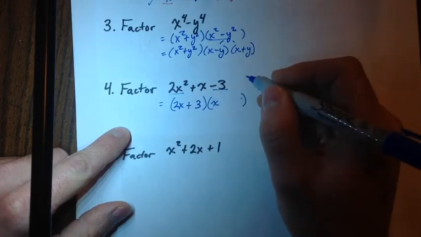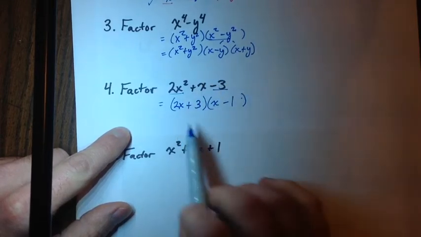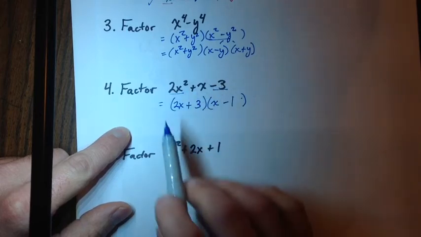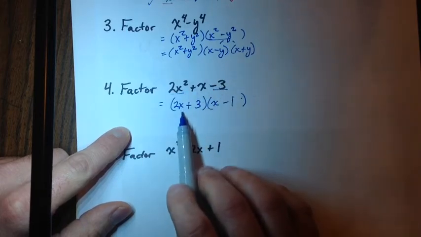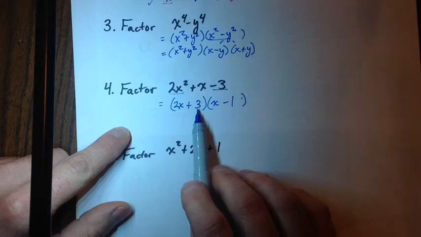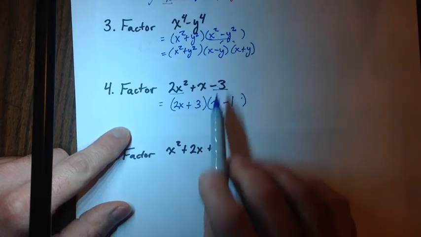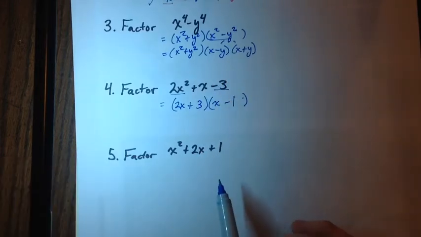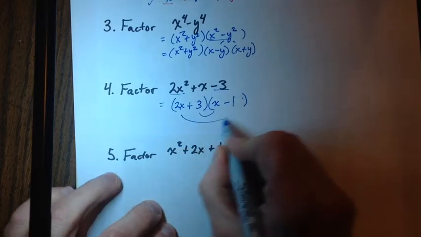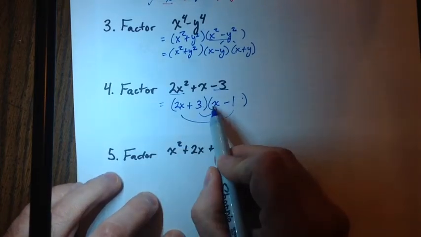You'll realize that 2x plus 3 and x minus 1 will result in this. Try it out. We already know this gives me 2x squared, and this gives me negative 3. The middle term, though, comes from here. You see 3 times x is 3x.